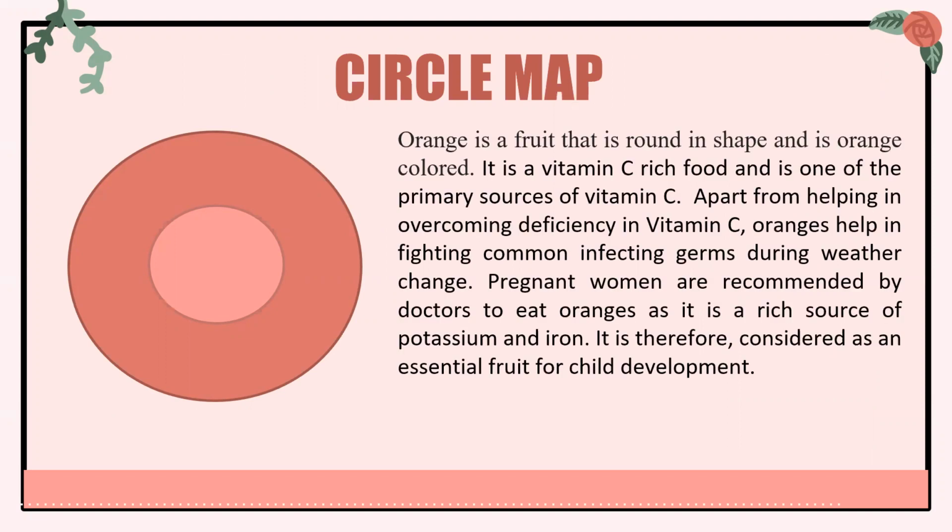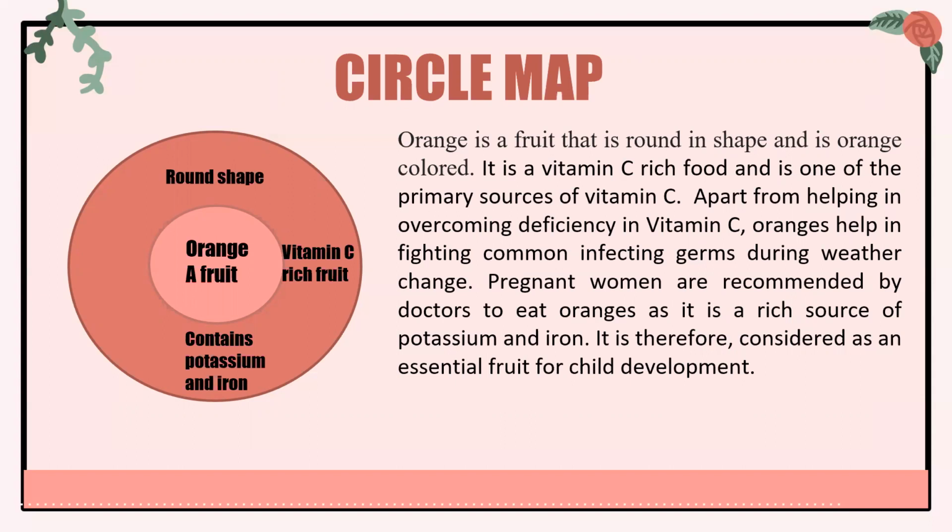Suppose we have this paragraph over here which basically deals with oranges and the different benefits of oranges. So we can have the circle map, and we can include the main topic, that is oranges, at the center, and then we can talk about the different aspects of oranges. It is round in shape, it is a vitamin C rich fruit, it contains potassium and iron, and it helps to fight germs. This information is provided by the writer, and I have only identified the main information and put it in the circle map.